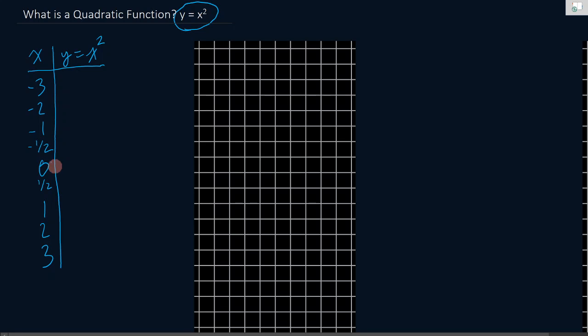So no surprise to anyone, 0 squared is 0, 1 squared is 1, 2 squared is 4, 3 squared is 9, and -1 squared. Now the nice thing about these quadratics, when you square a negative number, it ends up being positive because you've got two negative signs. So the two negative signs multiply by each other to become positive. So this ends up being 1, -2 squared is 4, and -3 squared is 9. So you'll notice already that this is symmetrical. Our positive values and our negative values are the same.